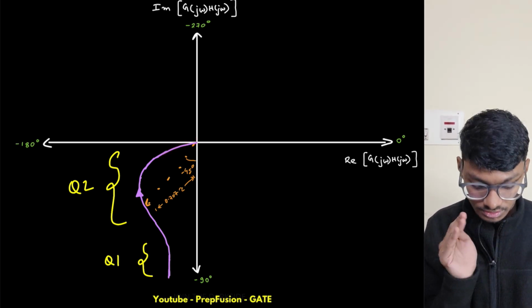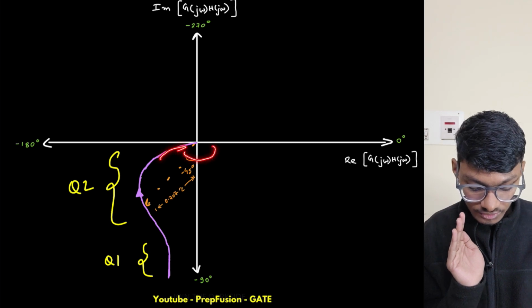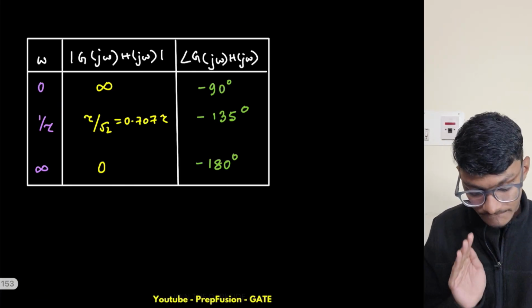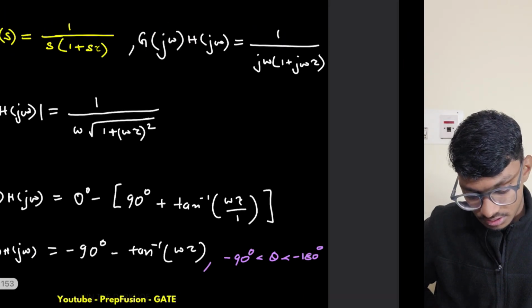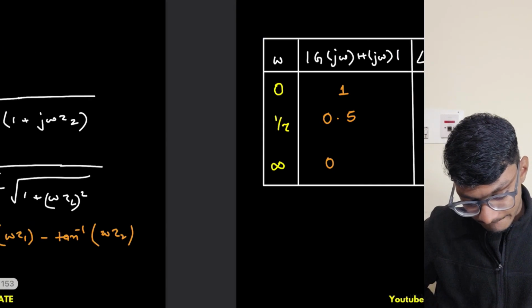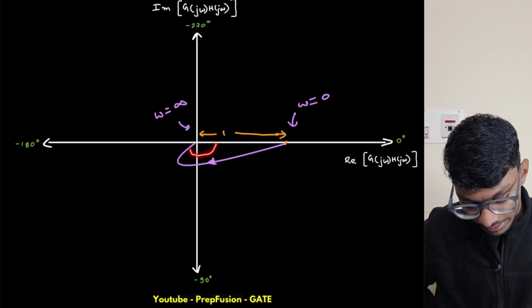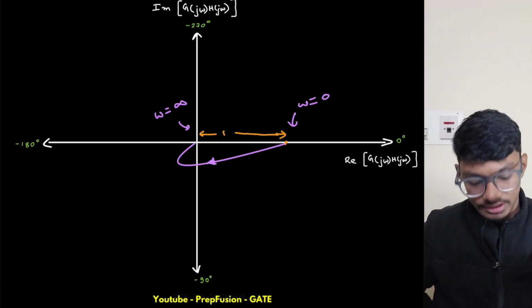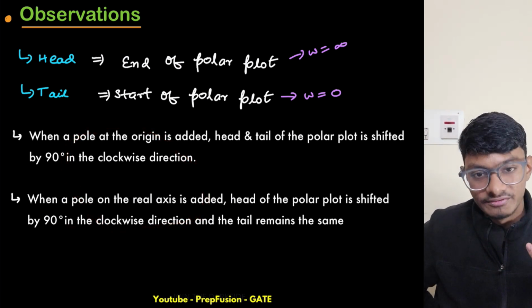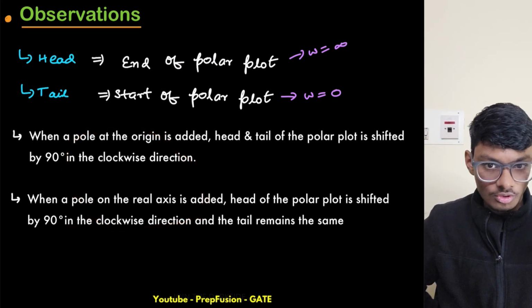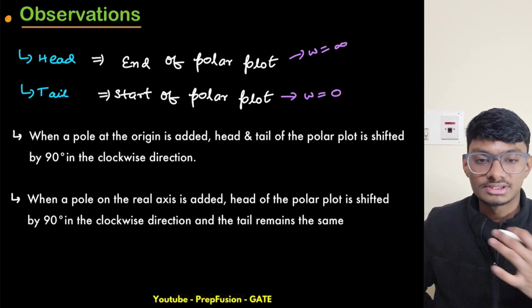What is the angle of this one? The angle of this one is minus 180 with the real axis. And with the real axis, what is the angle of this one? It is minus 90. And this one, the angle is again minus 180 towards the ending. So these are the two points you need to keep in mind: when does the head shift, and when does the tail shift? Head is related to omega equals infinity and tail is related to omega equals 0.